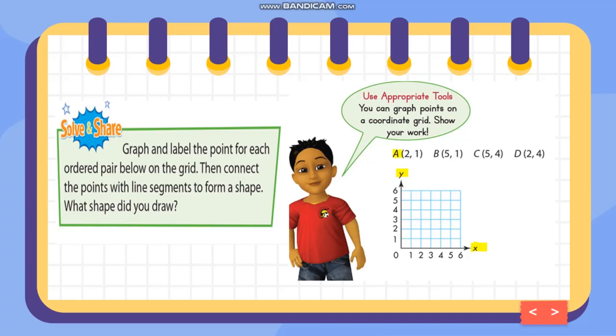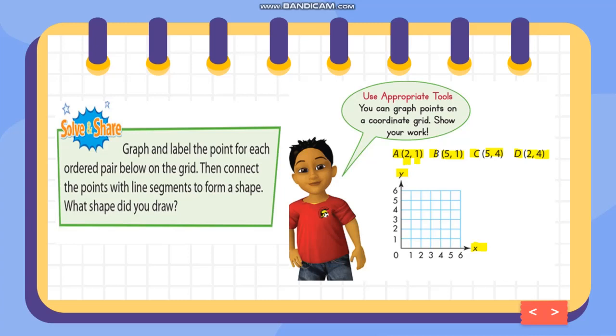Point A, the ordered pair is 2 and 1. Point B, we have 5 and 1. Point C, we have 5 and 4. And point D, we have 2 and 4. So if we're going to plot these points, be sure that we start from the point of origin going to the x-coordinate. It means the first number from the ordered pair is always your x-coordinate, and the second number is what we call the y-coordinate.